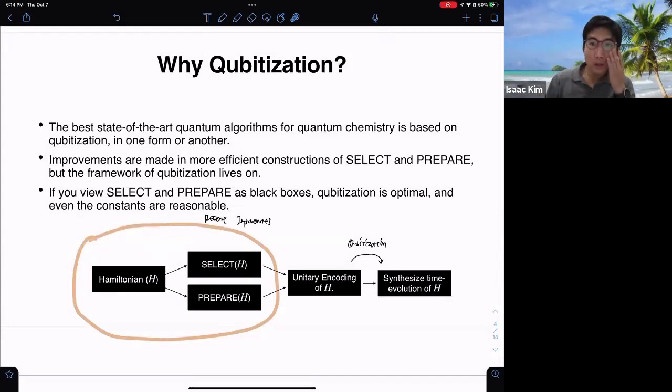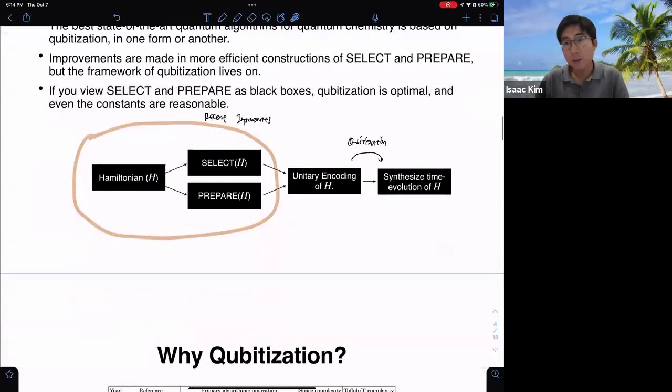Moreover, if you view select and prepare as black boxes, then qubitization is also theoretically optimal. And moreover, the constants are actually quite reasonable. So it's theoretically optimal and it's actually practical, and especially it's the best for the quantum chemistry algorithms. So it's the best of both worlds.